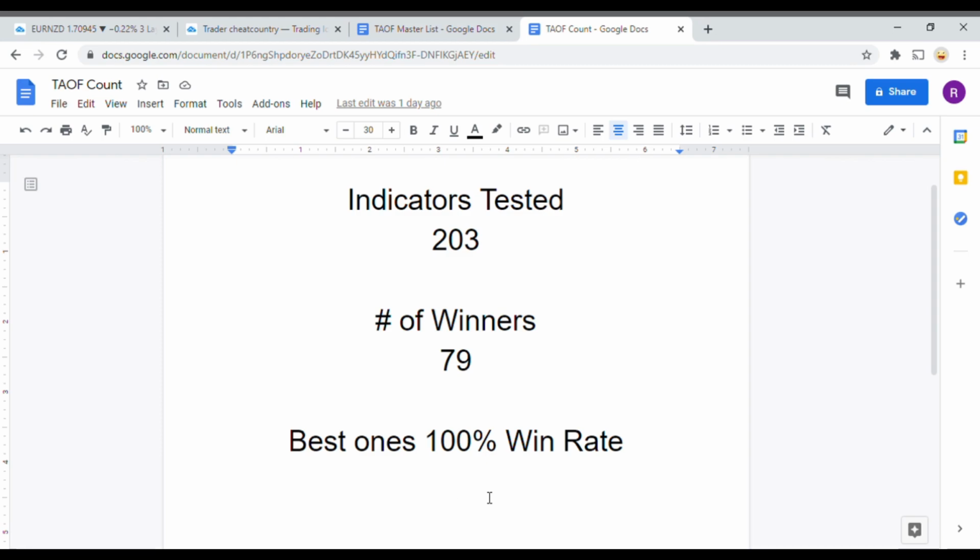So to date, we have tested 203 indicators, and out of those 203 indicators, 79 of them have been winners, which means that they have met or exceeded the 60% win-loss ratio threshold that we have set for them. The best ones so far were able to achieve a 100% win rate.